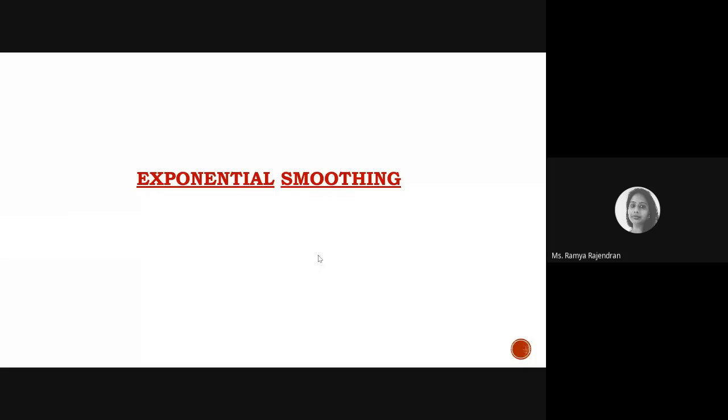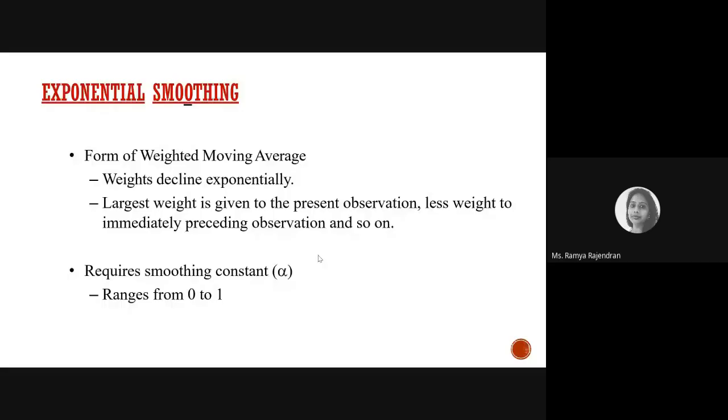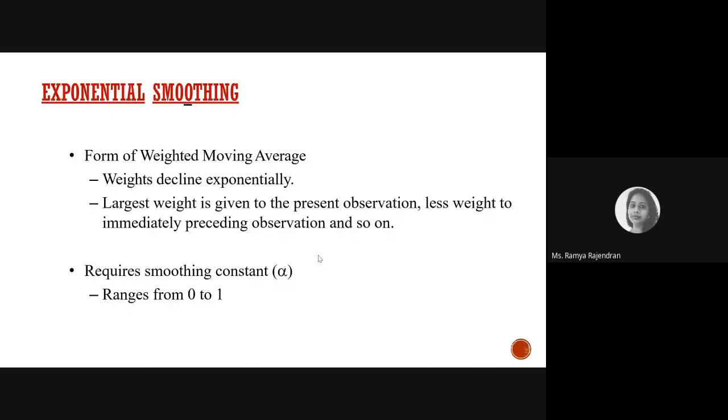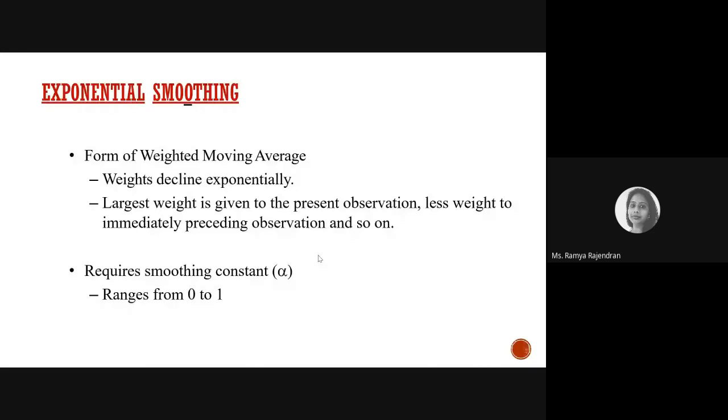Like your weighted moving average, here also the weights decline exponentially, but this is based on differential weights. In the weighted average method you assign weights, whereas here the weights are assigned through differential methods. The largest weight is given to the present observation and less weightage is given to the preceding observations, and so on. Here we have a constant called smoothing constant alpha to assign weightage. The value of alpha should always range from 0 to 1. Many smoothing constants can be used, but here we'll be using just one smoothing constant, so you can call that a single exponential smoothing.